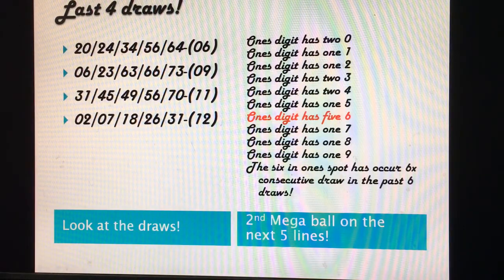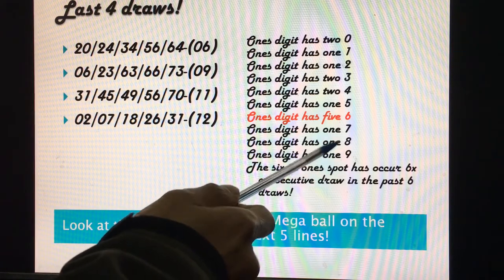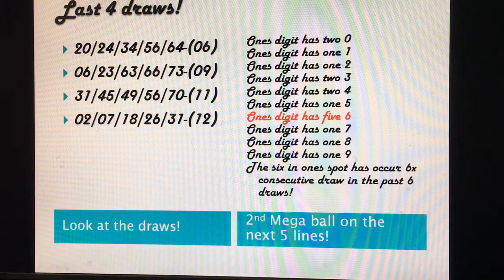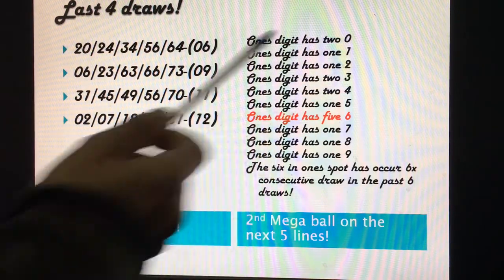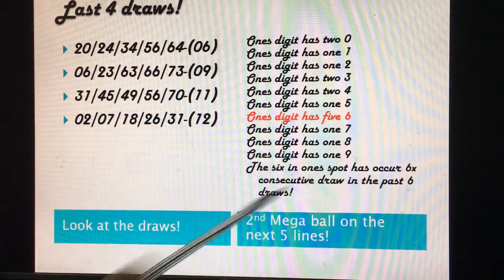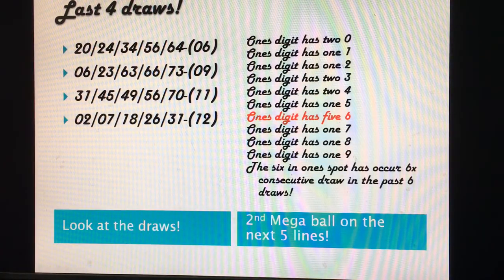To hit those digits that haven't been hitting a lot. Especially the digits that occur only 1 time in the last 4 drawings, which are the digits 7, 8, 9, 1, 2, 5. Those are the digits that occur only 1 time in the last 4 drawings in the 1 spot. So I would attack those digits first.